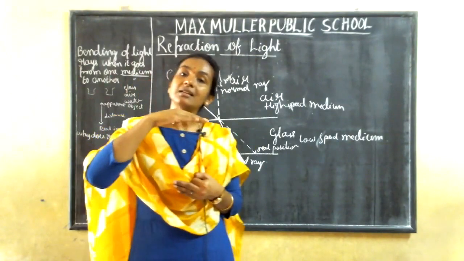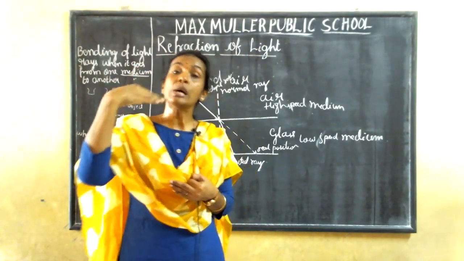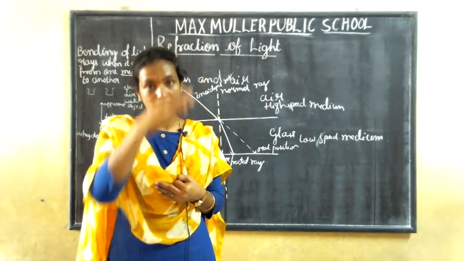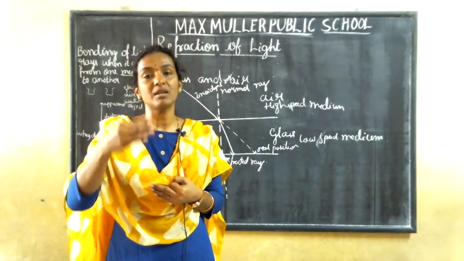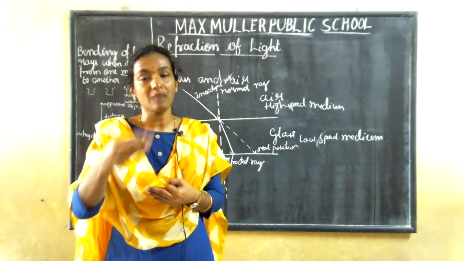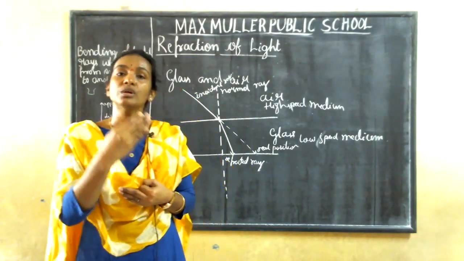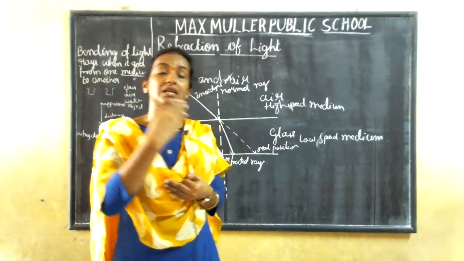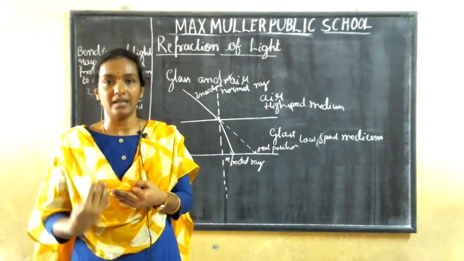When the light rays are coming from a rarer medium to a denser medium, in the rarer medium the speed is high, it is more. When it comes to the denser medium, the speed will reduce. At that time, it will take a shortcut to reach on time. Shortcut means what here? It lies towards the normal ray.